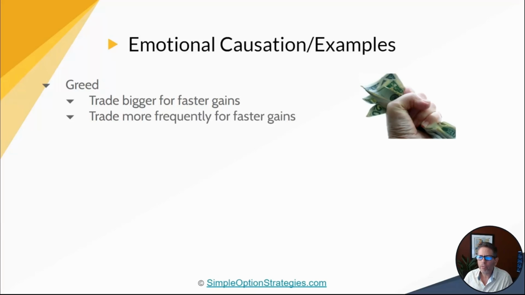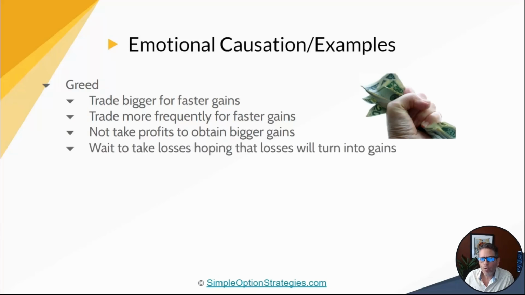Trading more frequently for faster gains. So trying to add more positions, get in there, get out, so that you can make that money and get things finished. Number 4, there's a way to take losses, hoping that the losses will turn into gains. And that's another causation as well. So you have 4 of these causations that greed causes.